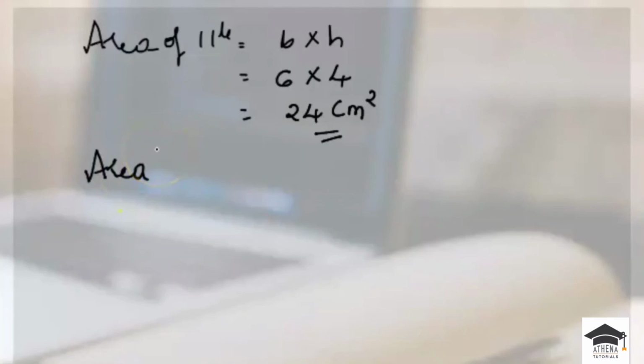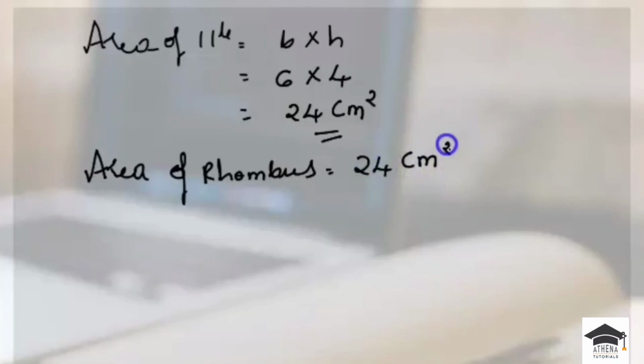Since a rhombus is a parallelogram, all the properties of a parallelogram hold good with a rhombus also. So by using the formula of area of parallelogram, we can find the area of the rhombus. I have done the same thing here. So area of rhombus is equal to 24 centimeter square.